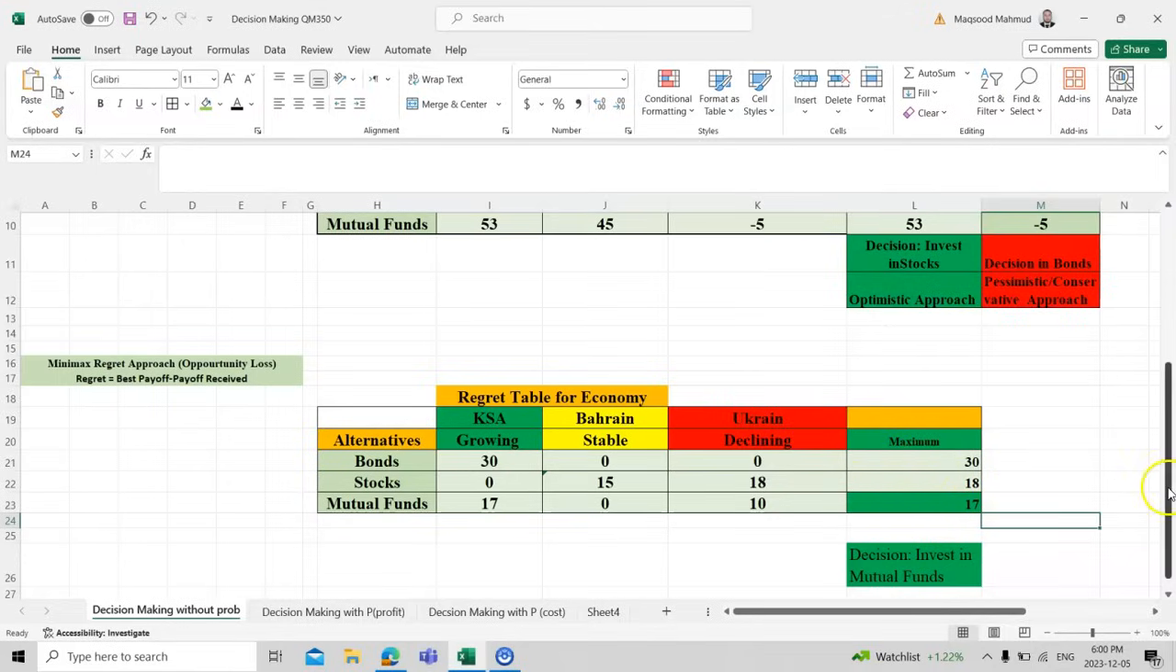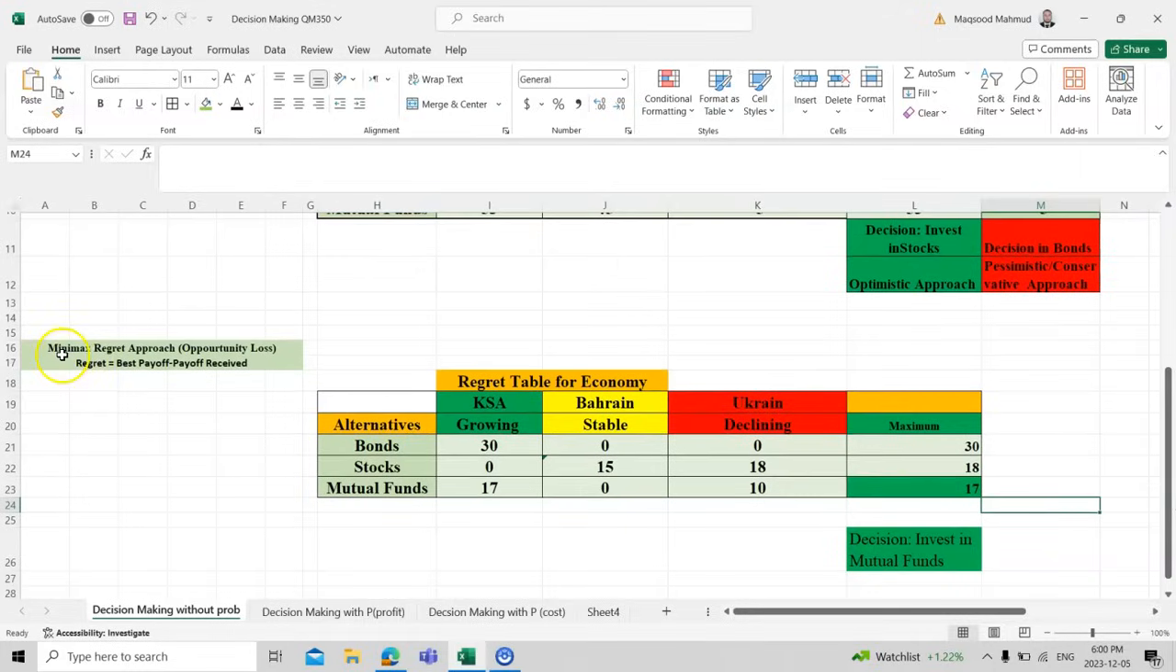So in this, we have found the maximums, and in this set of maximums we then choose the minimum, because we need to choose minimax. Minimax means the minimum of the maximum, right? So our decision would be to invest in the mutual fund. So this is about decision making without probabilities.